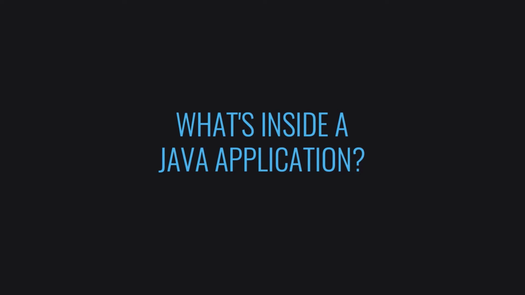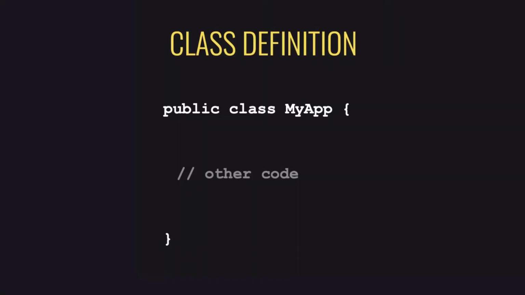Let's jump in. So let's just take a look at actually what's inside a Java application then. In other words, what are the components we'd expect to find inside a Java program itself? So first up, we have a class definition. And this basically is the main unit of code that you create in Java.